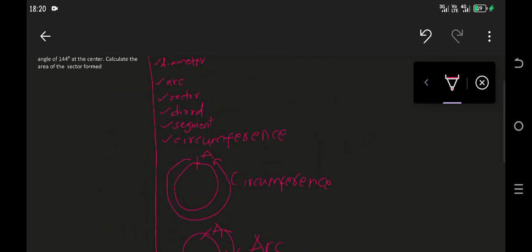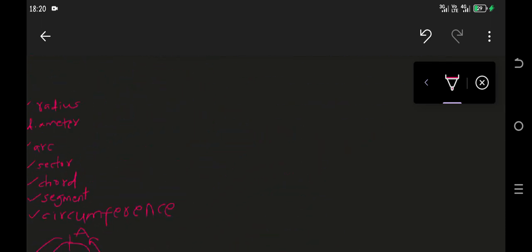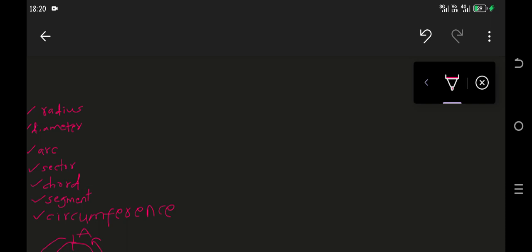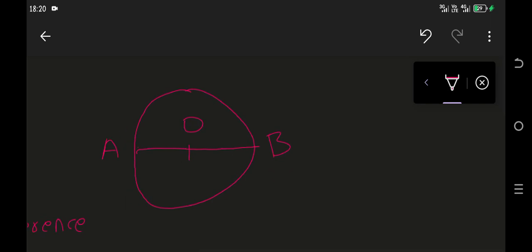The next term we are going to look at is diameter. Now, what is a diameter? If you have a circle and then you have the center O, we then draw a line from point A on the circumference to point B on the circumference, passing through center O. This line AB will be known as the diameter.